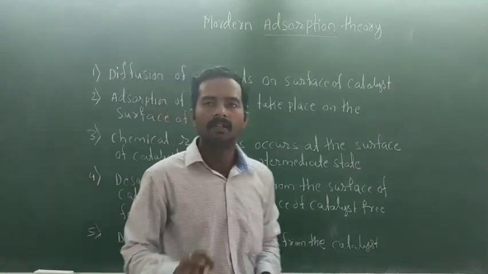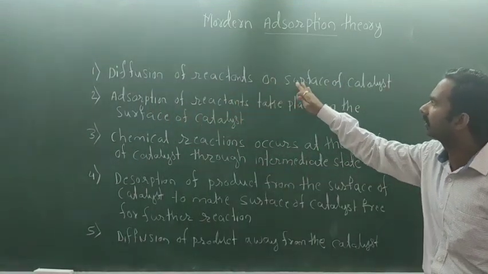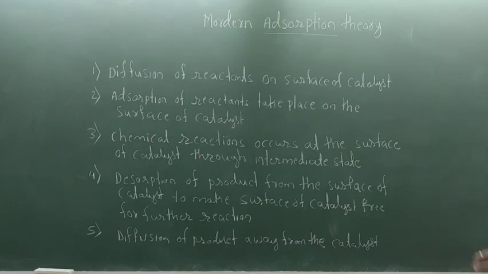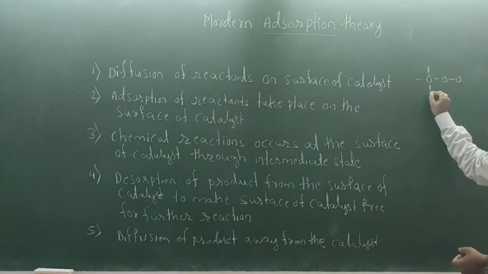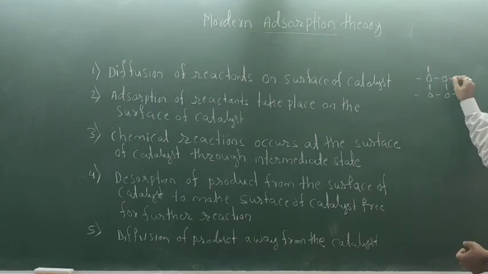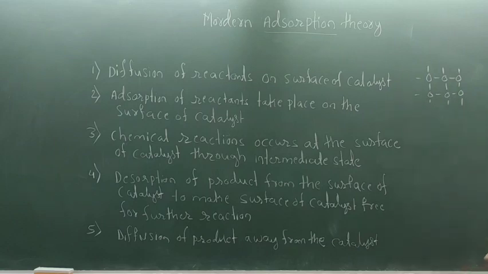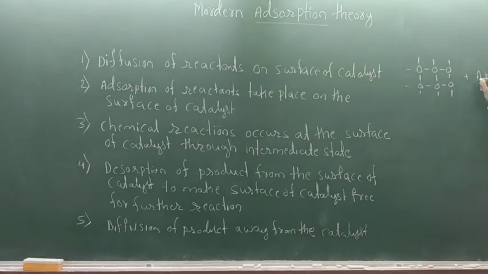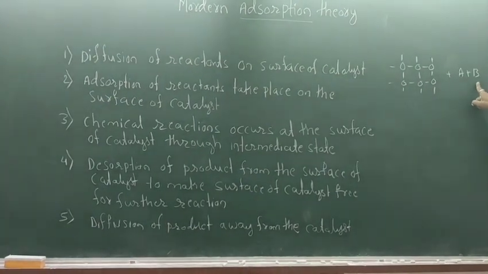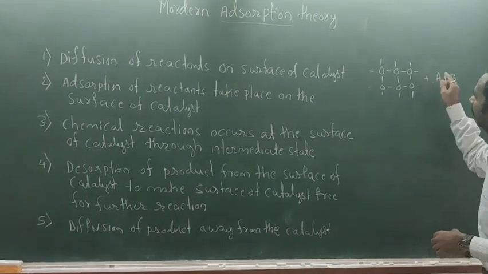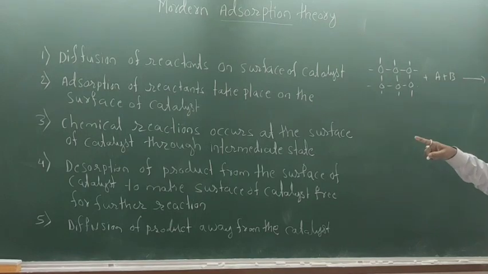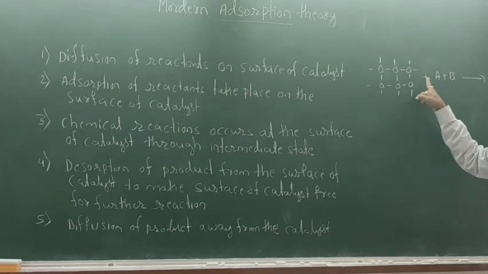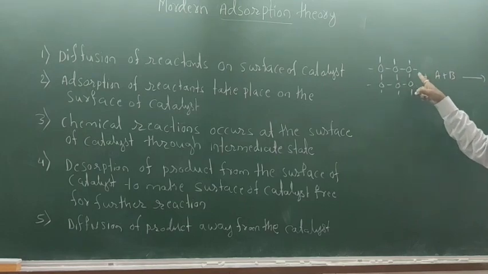So here, consider the first one, diffusion of reactant on the surface of catalyst. Now consider the catalyst. So this is the catalyst. Here A and B are reactants. Diffusion of reactants takes place on the surface of catalyst. Next one, second case, adsorption takes place on the surface of catalyst.